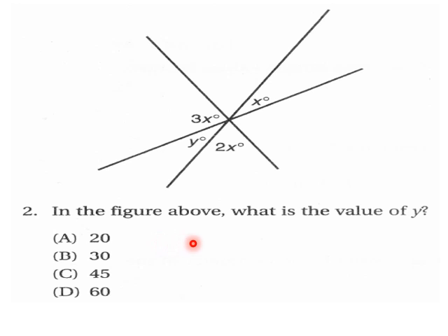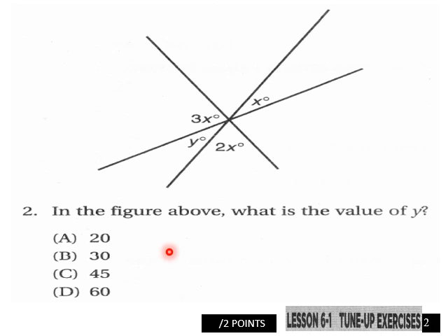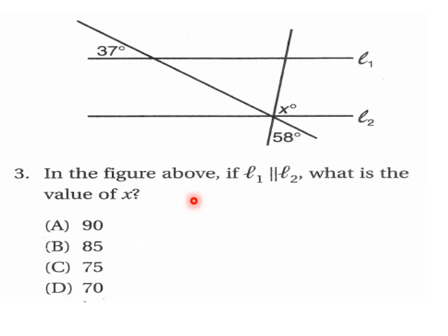Then number 2, what is the value of y here? You have to find this here. So, good old geometry. Then number 3, in the figure above, line 1 is parallel to line 2. What is the value of x here? What is the value of that?